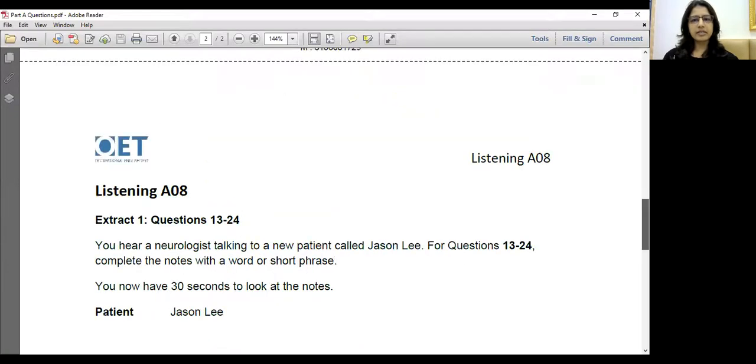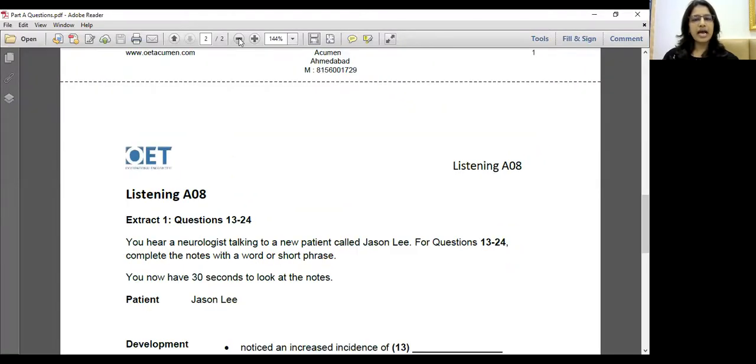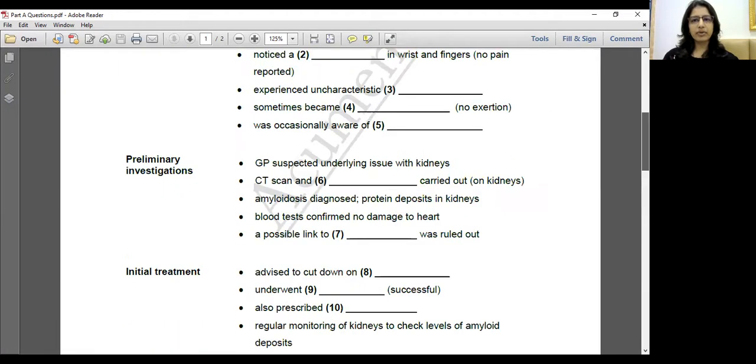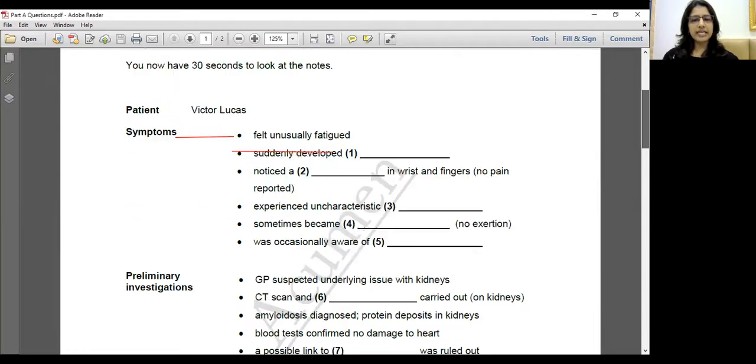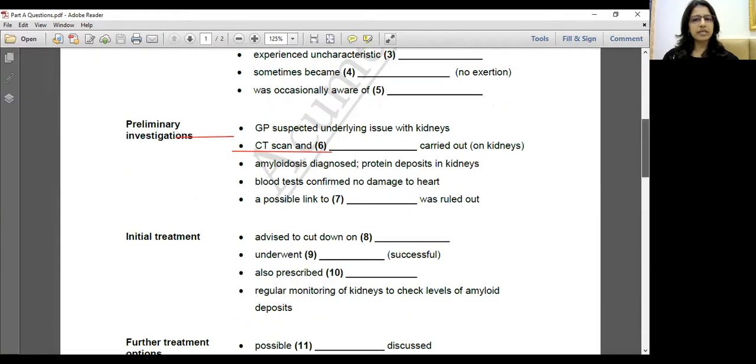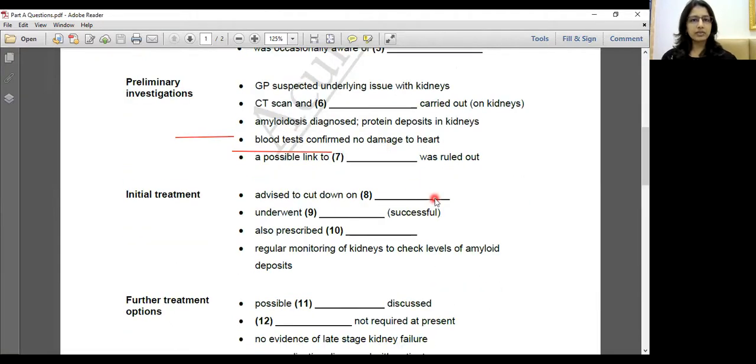Here it is. Okay. You will always have the context sentence at the top. This is very important because it gives you an idea as to who that senior consultant is. Here it says they are a nephrologist. Okay, and you need to take notes in a word or a short phrase. Why is that so? Because the notes are already taken, but there are gaps in it, and you need to fill in those gaps.